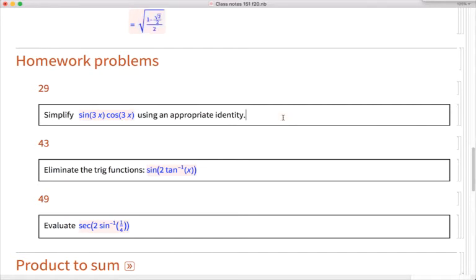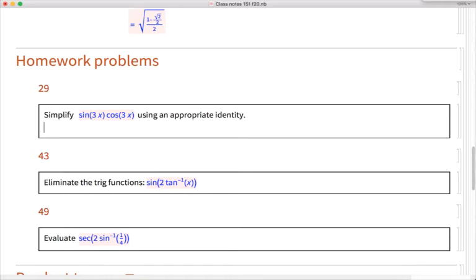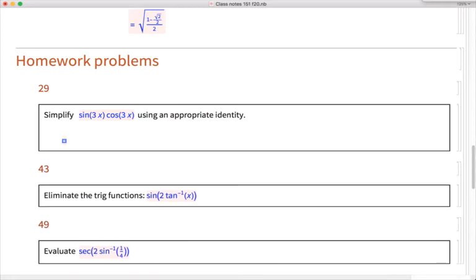So problem 29 asks you to simplify this expression, and it looks a little daunting at first, and it might be hard to be inspired on this. So what we're going to do is use this identity for sine squared x. I mean, why? This doesn't seem to have anything to do with sine squared x. Well, remember what this identity is. This is twice sine x cosine x.